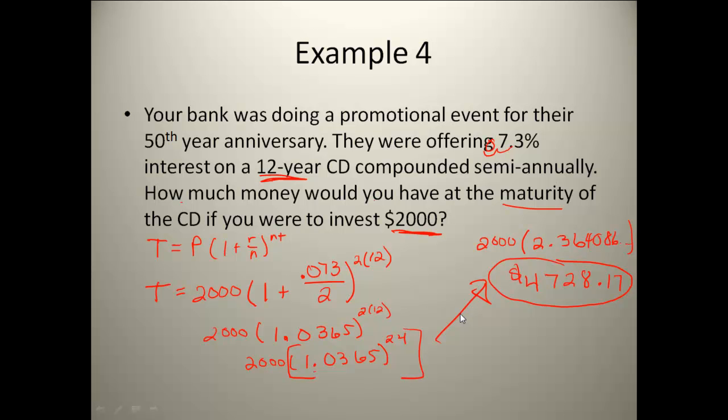Now, one thing you have to make sure you do is follow the order of operations on this. Make sure that you do not multiply the 2,000 in until this exponent is taken care of. You have to follow your order of operations.